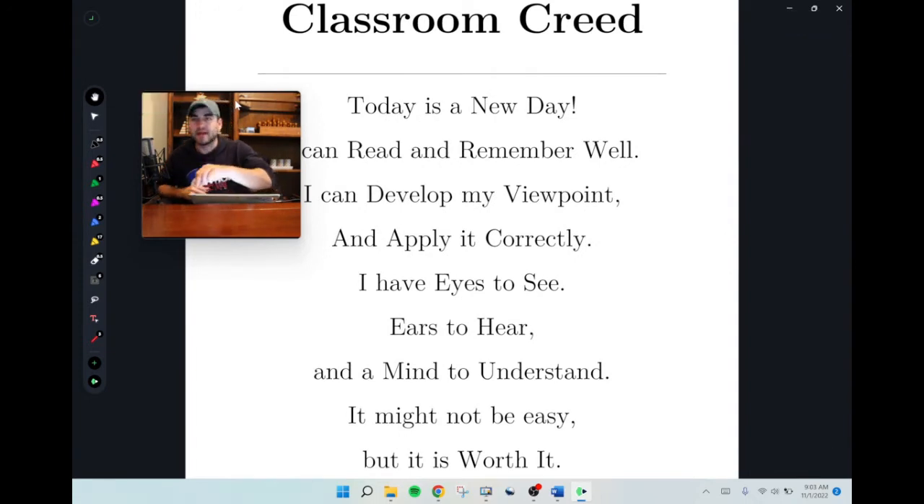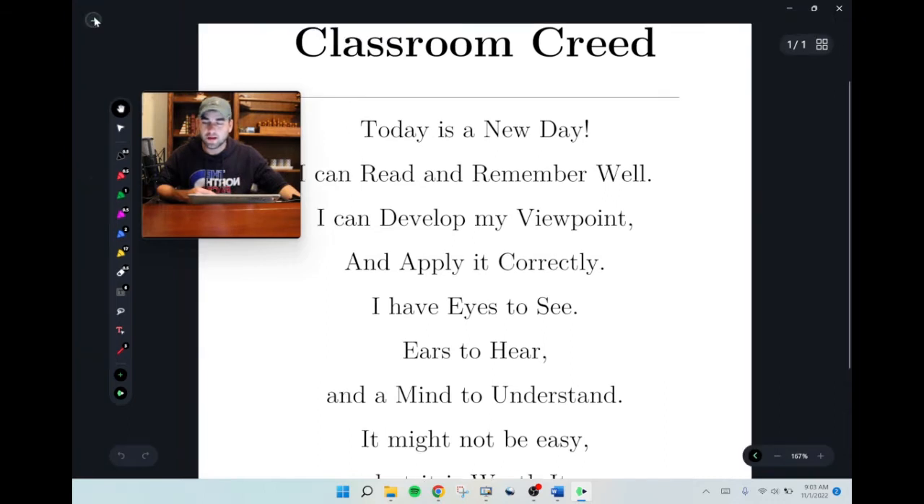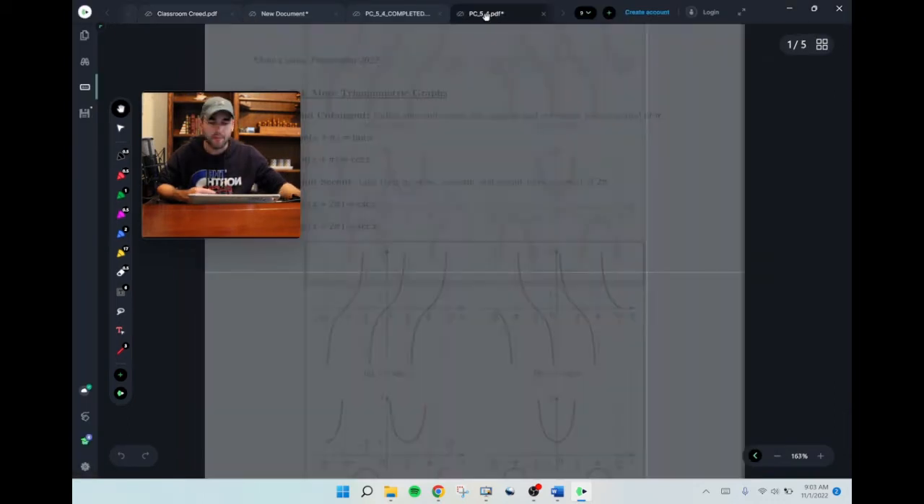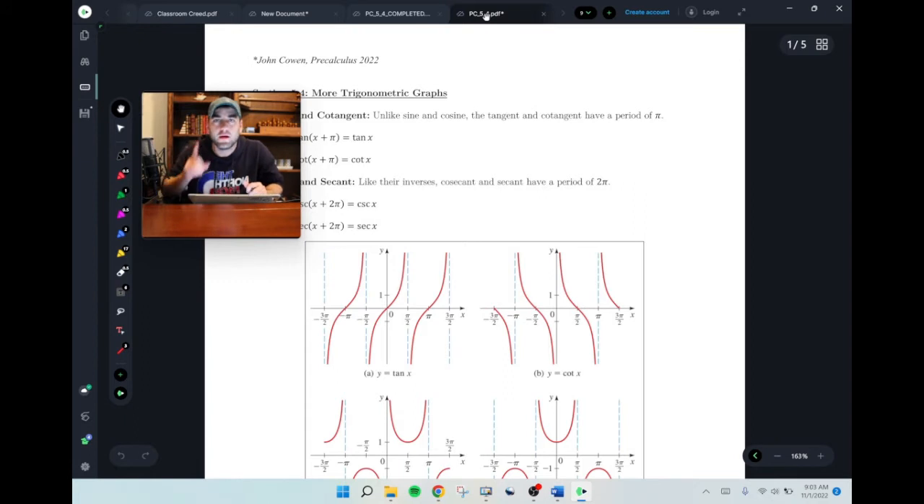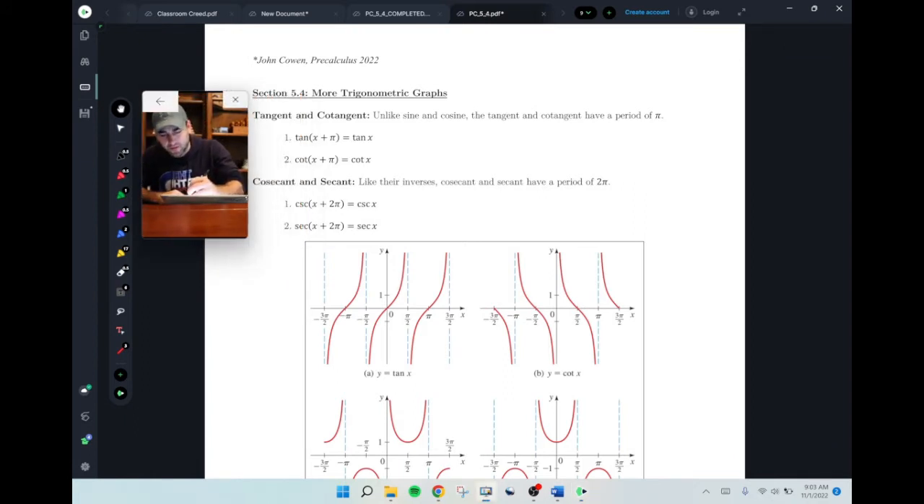So, today's a new day. I can read and remember well. I can develop my viewpoint and apply it correctly. I have eyes to see, ears to hear, and a mind to understand. It might not be easy, but it is worth it. All right, here we go.